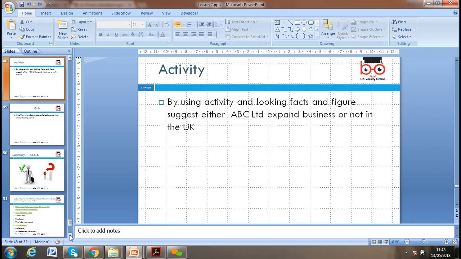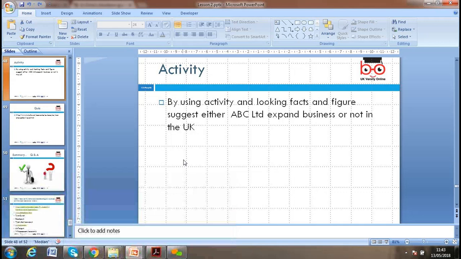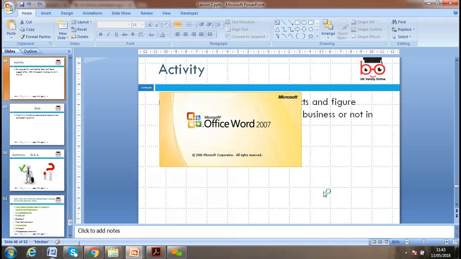Okay. The ABC business activity. By using the activity, look at the facts and figures, and decide whether ABC should expand the business in the UK or not. I have set up an activity for you with some facts and figures, so just follow the Moodle. If you look at the Moodle, there are facts and figures like GDP in the UK and unemployment in the UK. On the basis of this, you can suggest whether ABC Limited needs to invest money in the UK or not, based on your own assessment of the economic situation.